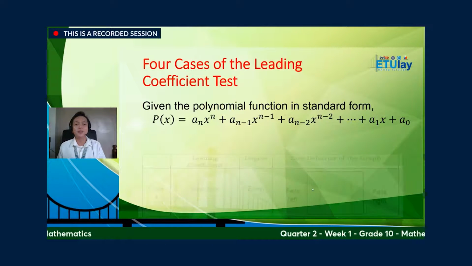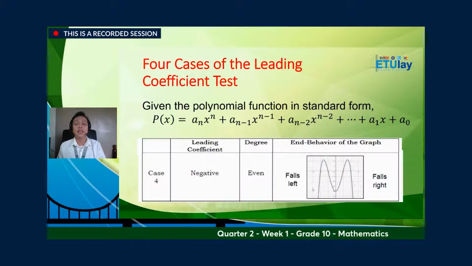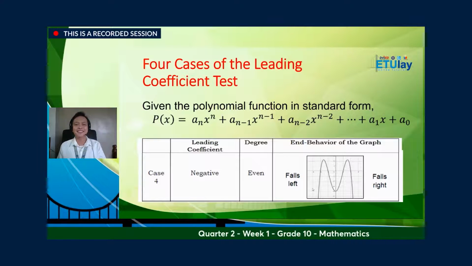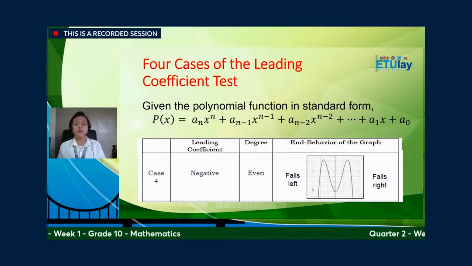Another case, case number 4. If the leading coefficient is negative and degree is even, the end behavior of the graph in the left tail falls, in the right tail falls. Nakuha ba ang ating mga cases? So those are the 4 cases of leading coefficient test.